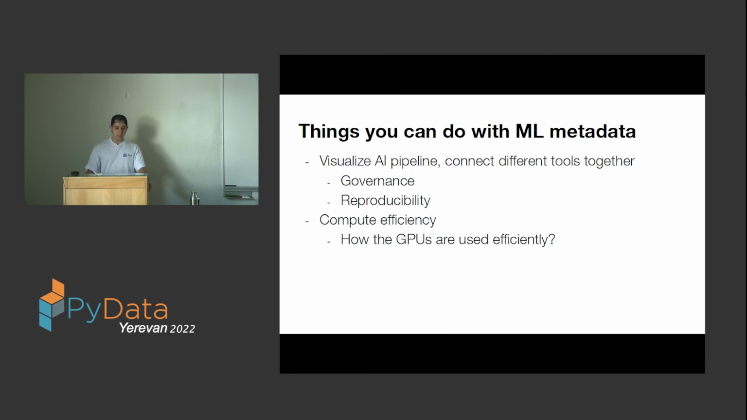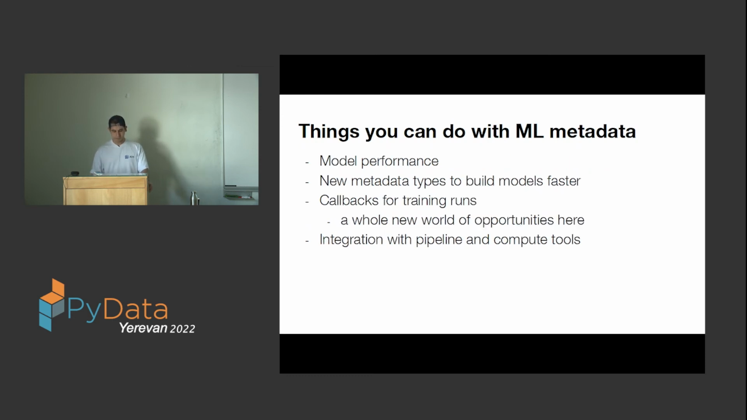And compute efficiency, there are all sorts of ways you can make sure your GPUs are not wasted. Heuristics like, oh, when the metrics become XYZ, stop the training, change the hyperparameter, etc. You can obviously make your model perform better. You can actually define new metadata types to help that even further.